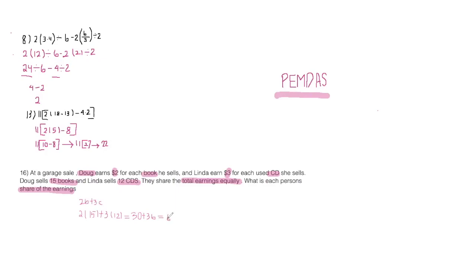However, the question is not asking what they earn totally. The question is asking, if you split the total earnings equally, what would each person get of that earning? So then we do 66 divided by 2, because we're dividing between Linda and Doug. If you do that, we come to $33 per person.